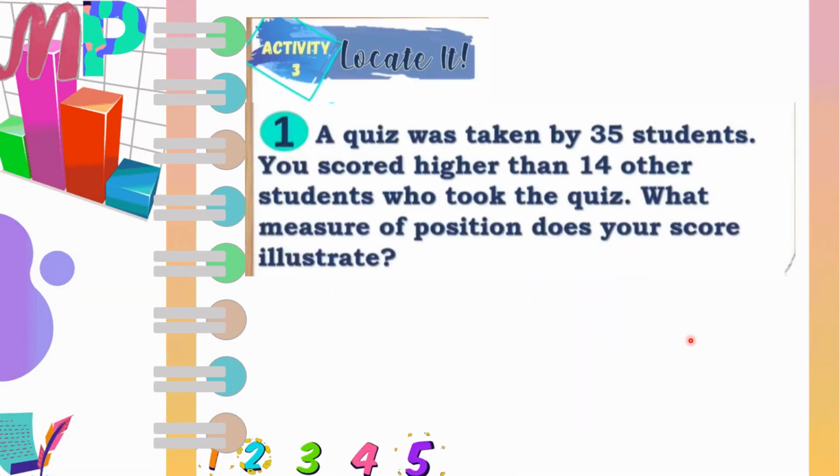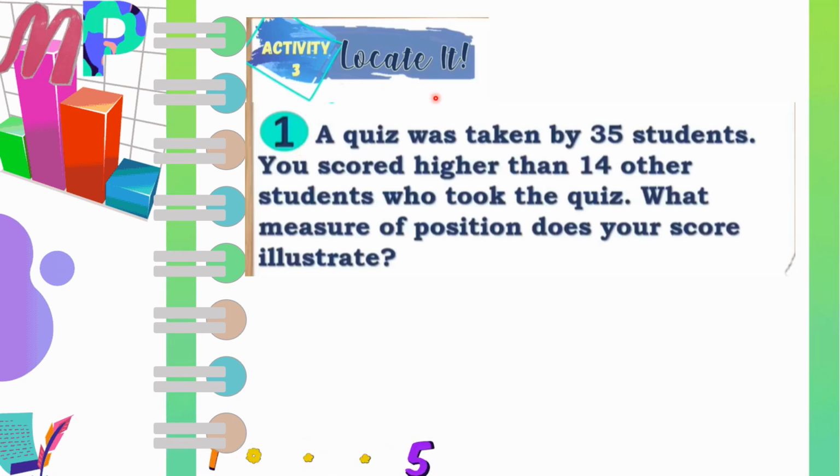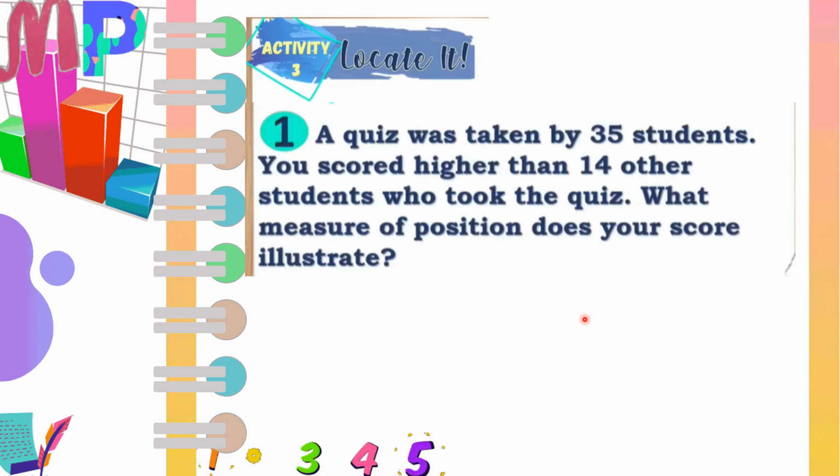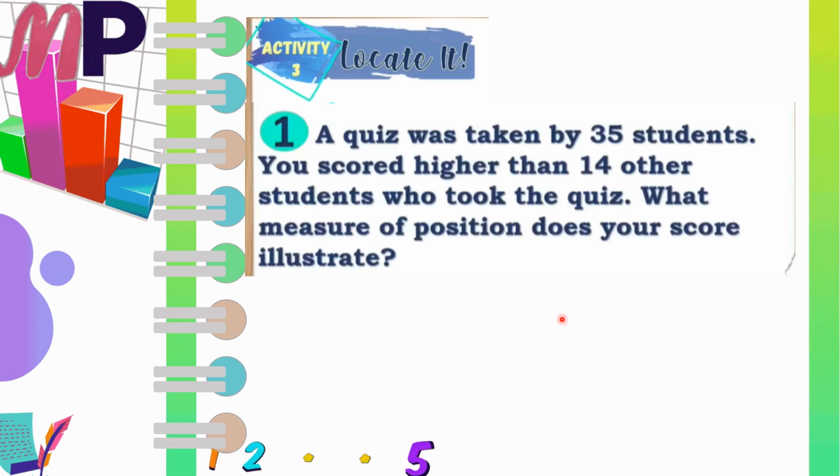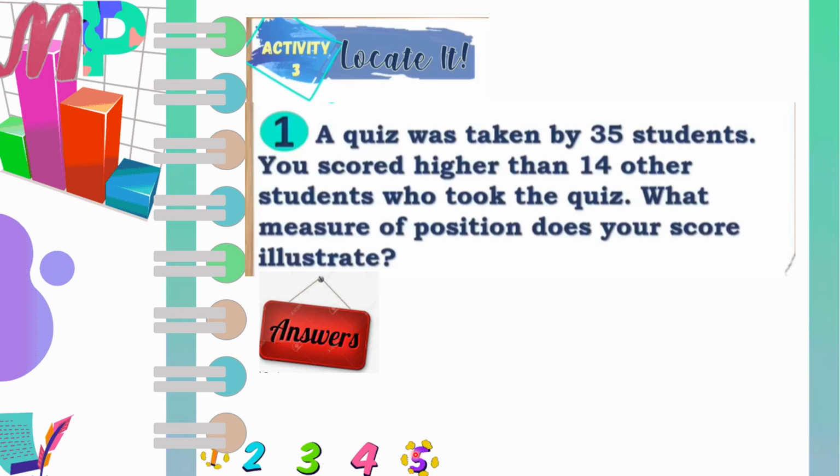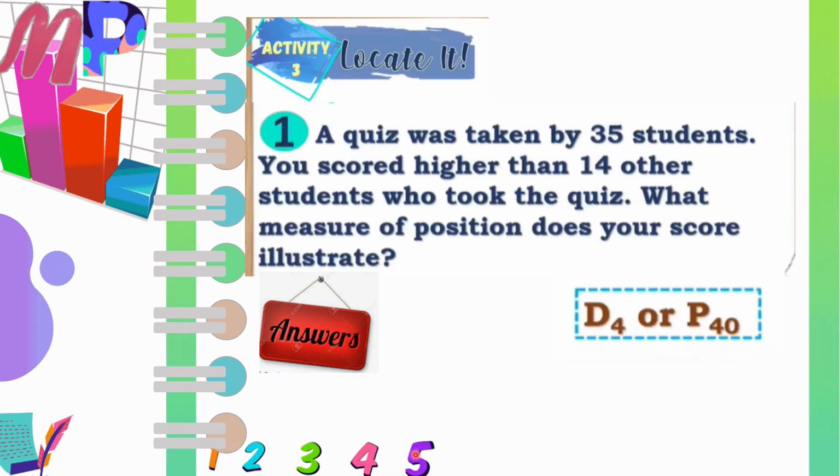Okay, next, activity number 3, entitled Locate It. Number 1, a quiz was taken by 35 students. You scored higher than 14 other students who took the quiz. What measure of position does your score illustrate? Anybody? Good. The answer is D sub 4 or P sub 40.